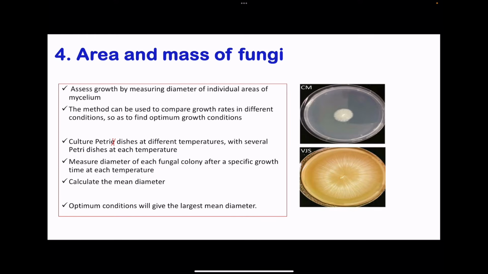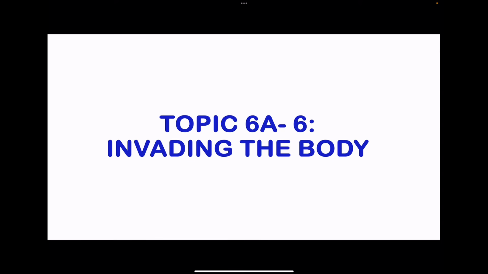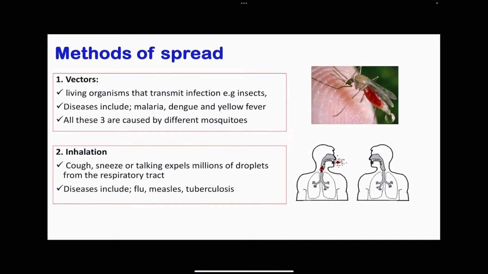Going on to 6A6, invading the body. Here we're going to look at methods of spread, which include vectors. Vectors are organisms that transmit infections, and these include insects. They can cause diseases like malaria, yellow fever, and so on.